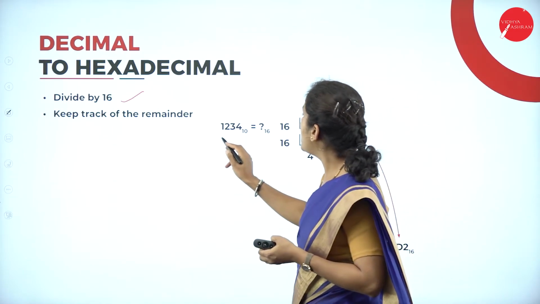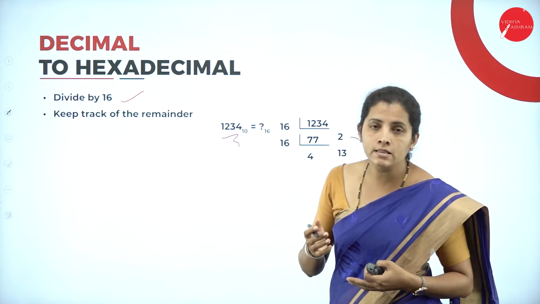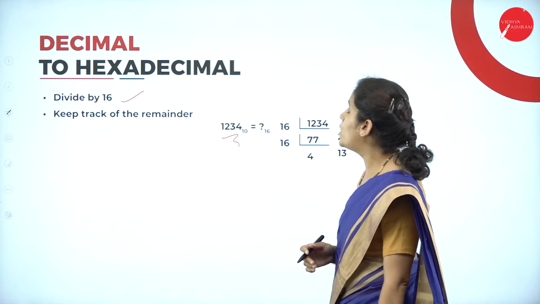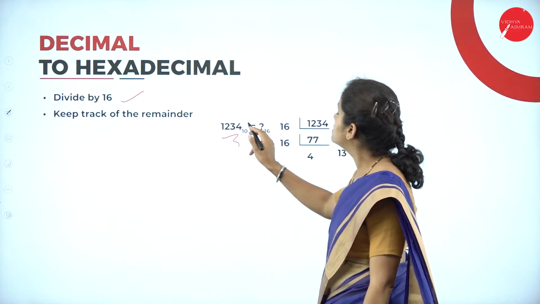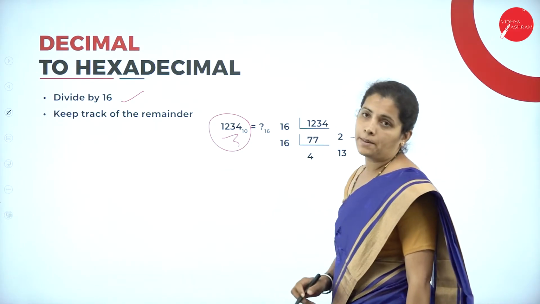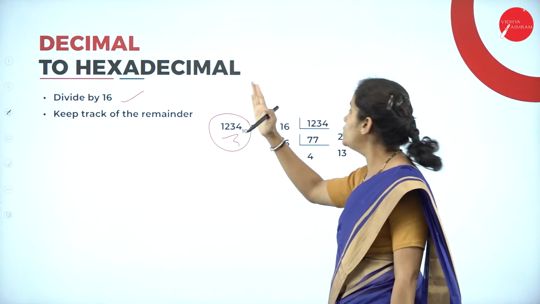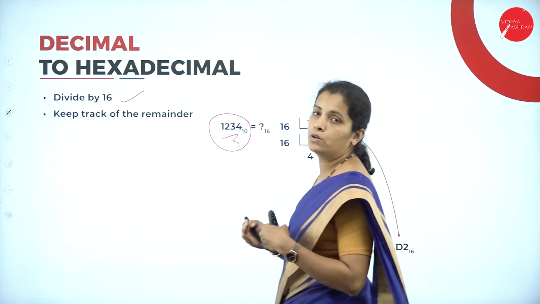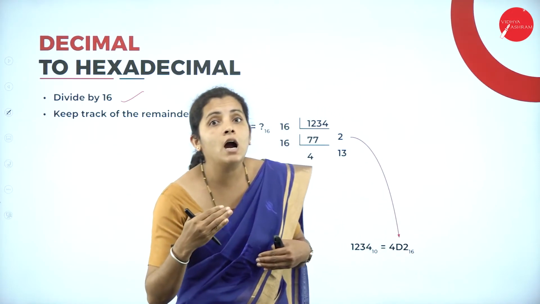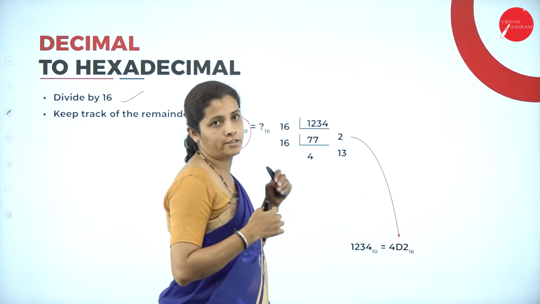So what is the value here? I have once again the same number. It is 1, 2, 3, 4. This is the decimal representation. Now I want to convert this decimal number to hexadecimal. So what I will do? I'm going to start dividing from 16.